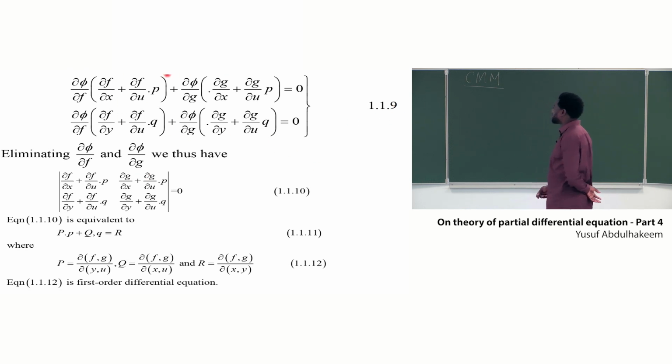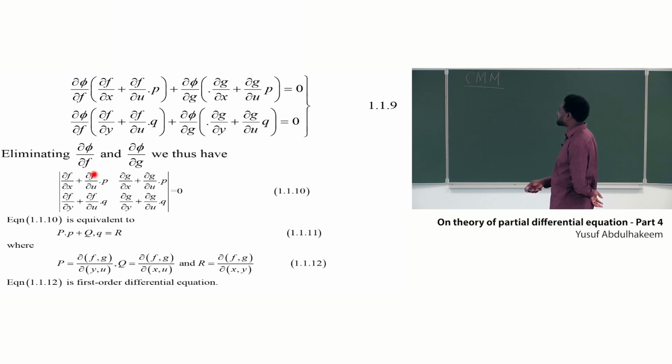And then again, we see that by the time we want to eliminate dphi/dg and dphi/df, we are going to treat this equation as a system of equations. Then we wrote it out in matrix form, and we say that if this is equal to 0, it is appropriate to say that the determinant of the coefficients of dphi/dg and dphi/df is equal to 0.